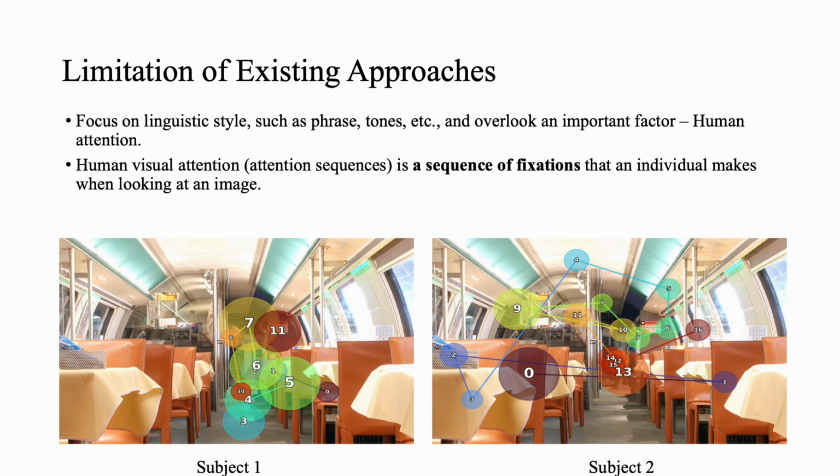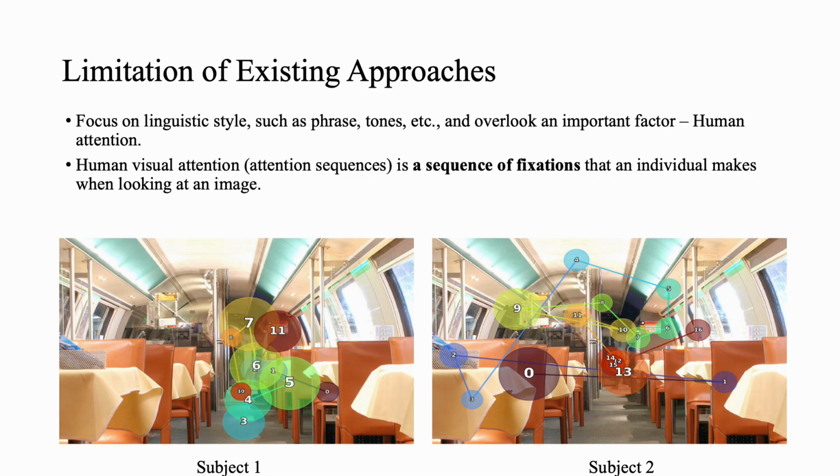The limitation of existing approaches on personalized image description tasks is that they mainly focus on language styles such as phrases and tones, and overlook a very important factor, human attention. So what is human attention? It is the sequence of fixations that an individual makes when looking at an image.